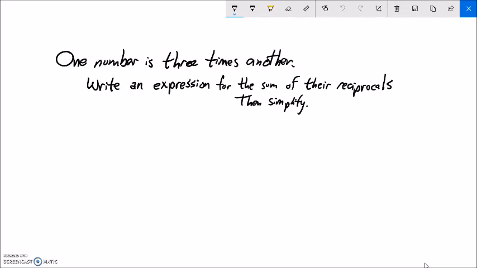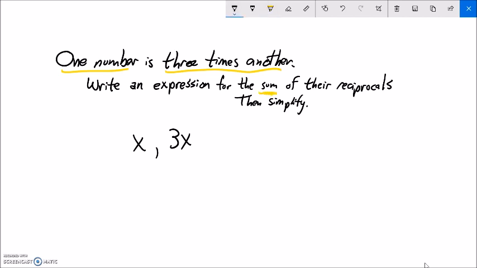So in this problem, we're given a bit of information. One number is 3 times another. Then it says, write an expression for the sum of their reciprocals. Then simplify. So let's take this one piece at a time. One number, so something, is 3 times another. So let me start with this another. I don't know what that is, so I'm going to call it x. And so there's one of my numbers. One number is 3 times another. So if I go 3 times that, there's my two numbers, x and 3x. So there's that first part.